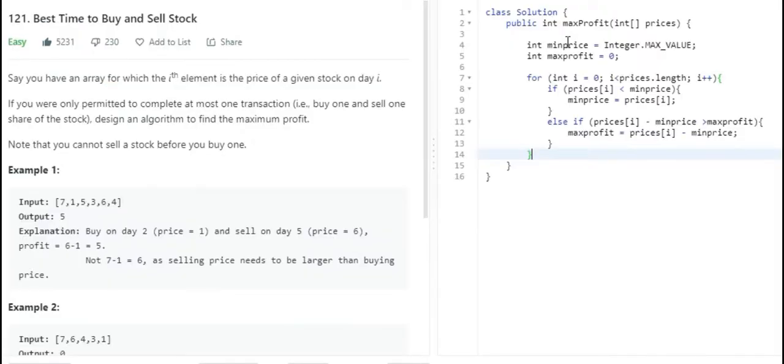Let's trace the example. As in this example, for the first time when i equals 0, 7 is compared with min price and 7 is less than min price. So update min price with 7. And on the next iteration, 1 is compared with min price, that is, 1 is less than 7. So update min price with 1. On the next iteration, the if condition is not executed because 5 is not less than 1. So the else if condition is executed.